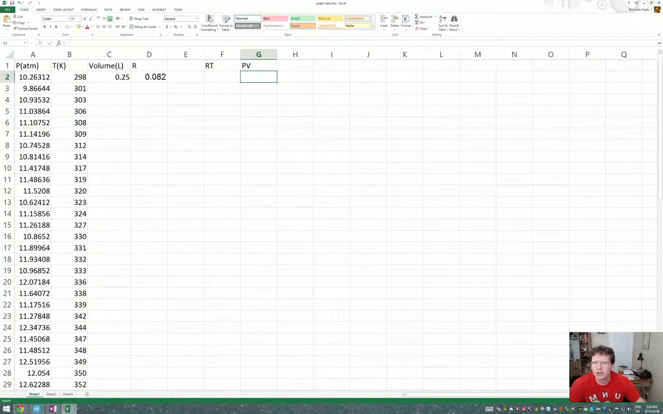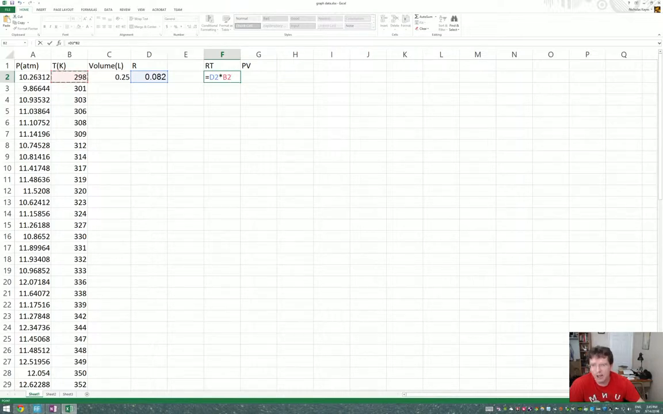All right. So we just insert a formula. Now, I don't know how you guys like to do this, but the way I like to do it is select a cell, then I hit the equals key. And the equals key lets me start typing in a formula and selecting. So what I did is I said, this is RT, right? So here's R, bam, and then it's going to be multiplied by T, right?